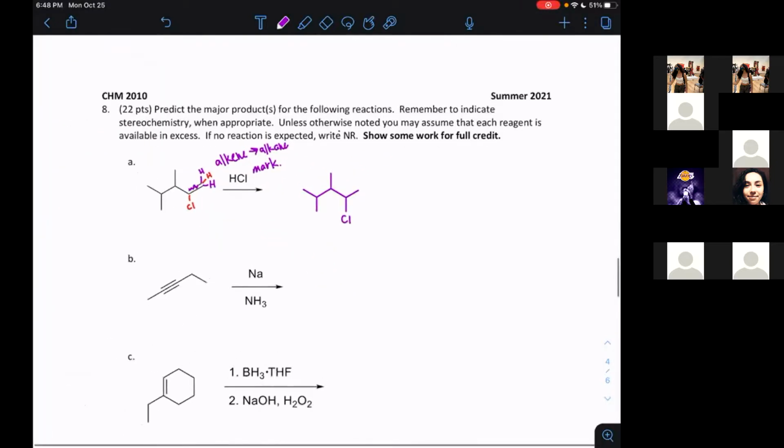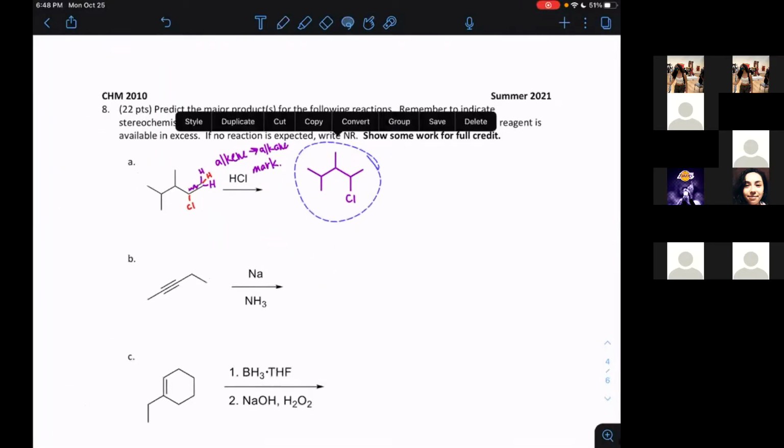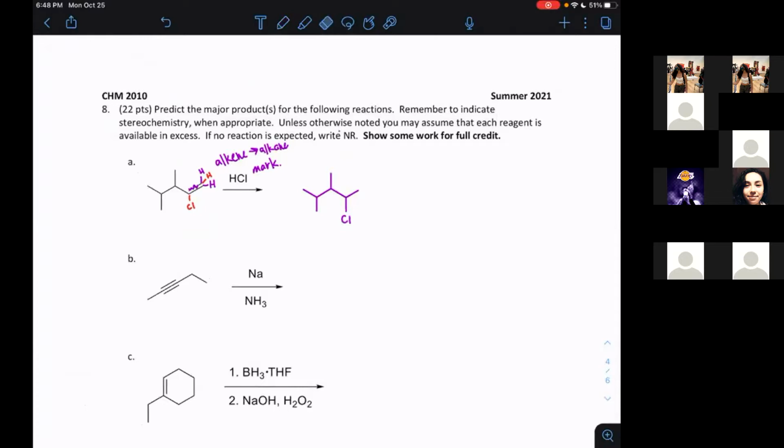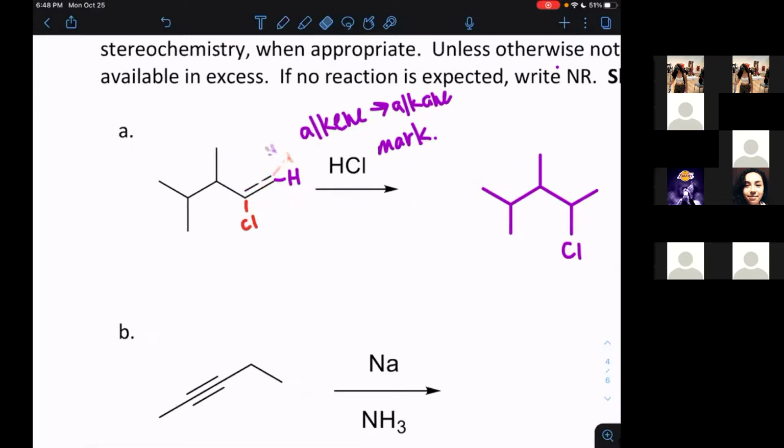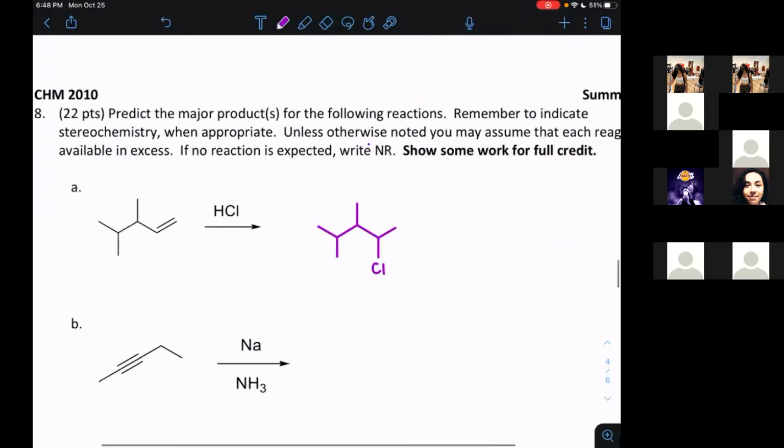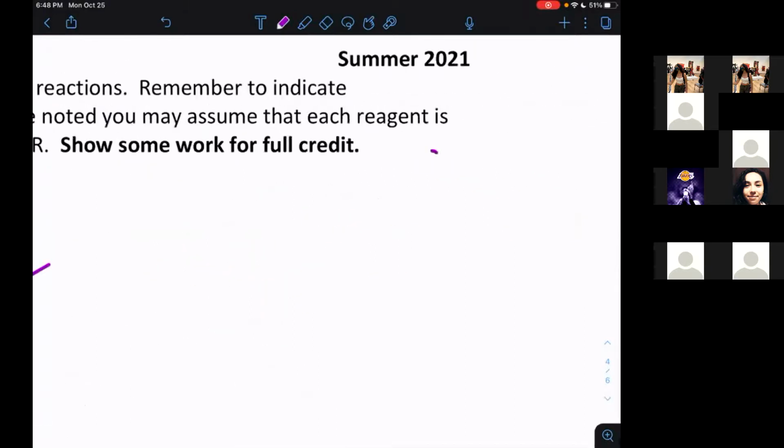Okay, are there any carbocation rearrangements? Surely there are. Surely there are. Okay, I have to make a note of that. That's so awful.